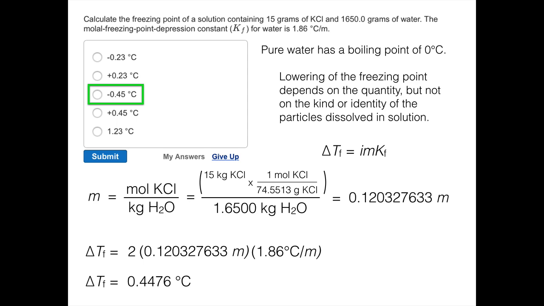Because remember, this is a freezing point depression. So when you're typically given a problem like this in a multiple choice fashion, you will see both the positive and negative numbers there. And what we need to do is determine which one of those is correct. Okay, it's freezing point depression, so the delta TF is going to be a negative number.